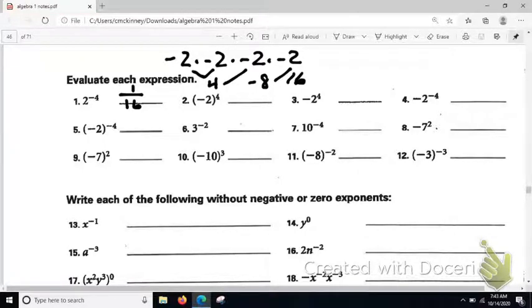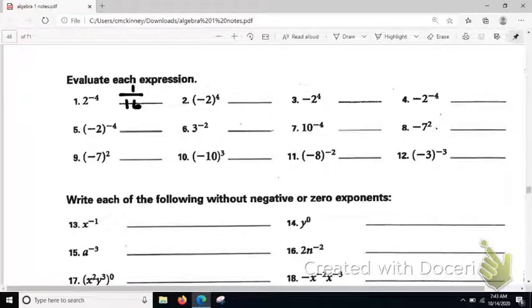Rather than write that out, which would get time consuming, especially if it's a bigger exponent, if you can remember this rule: a negative number, if it's to an even power, it's going to be positive. And if it's to an odd power, it's going to be negative, because there's going to be one guy who doesn't pair up with someone. So this was +16.